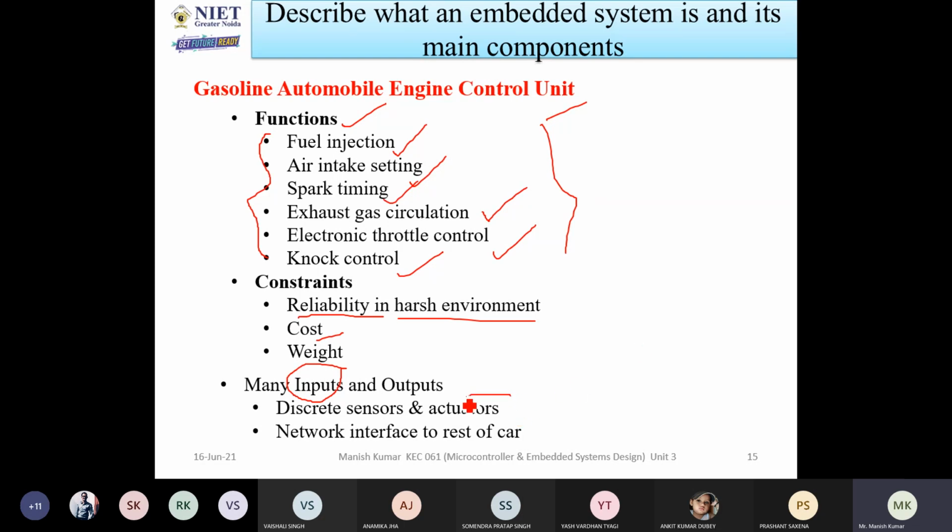And also when we are talking about the actuators, these actuators are used as output devices and also have a network interface. Now, if 2 or 3 components are there, all the systems are combined with each other, and for that purpose, you need a network interface. If you want to send the data, let us consider, you can understand.